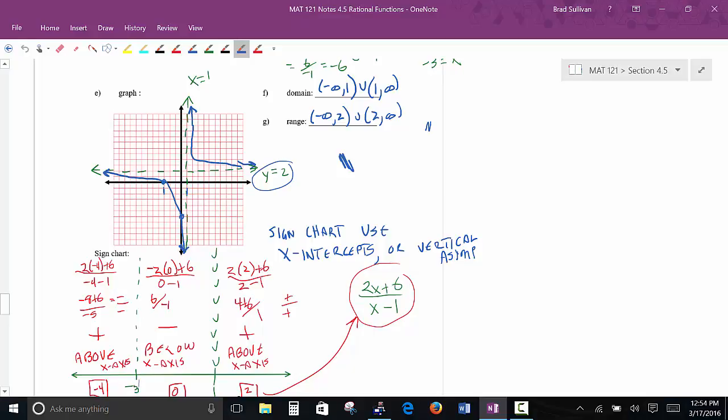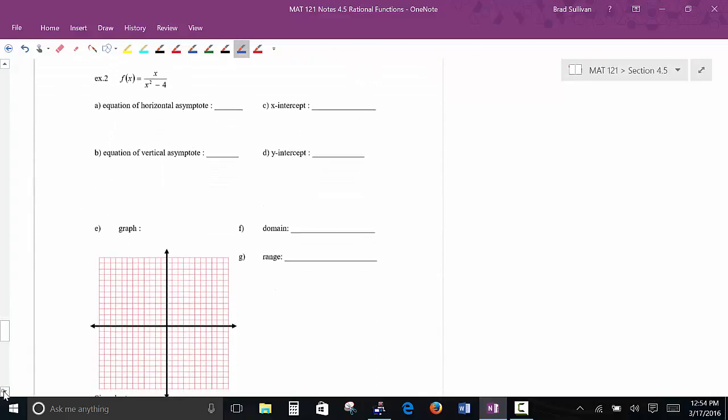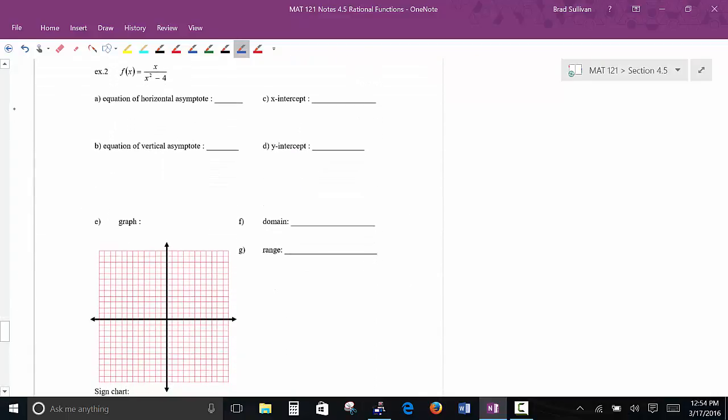So domain, like we've learned, is x. Y is range, like that. Okay, so let's move on. Let's do one more, then we'll take a short break here. Okay, so let's do this one. This one's pretty standard.